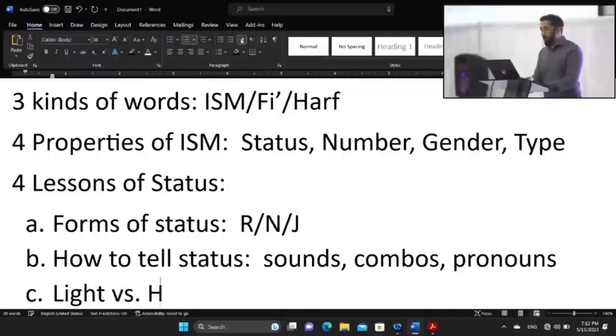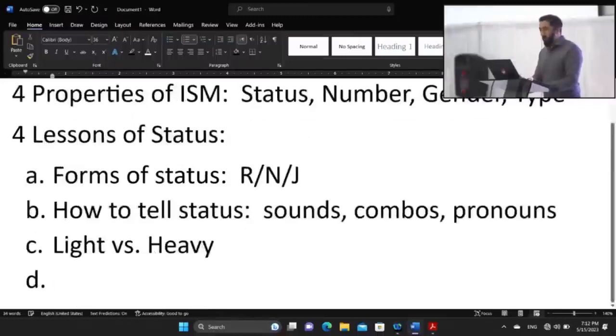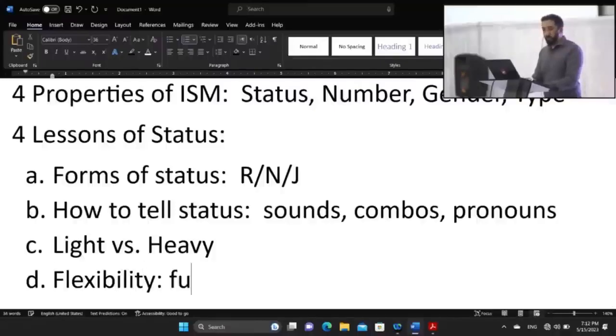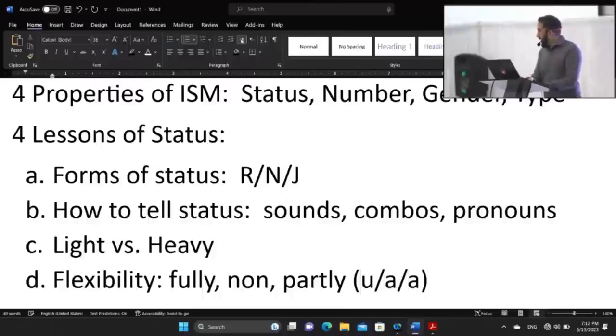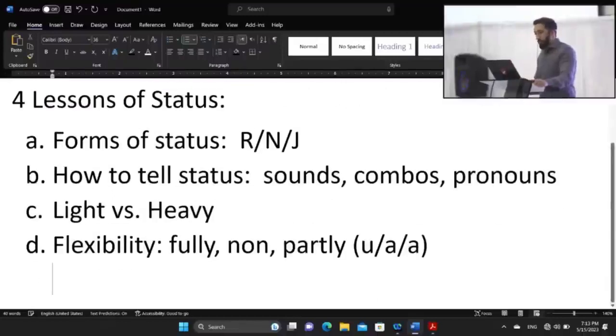Light versus? We covered that already. How many reasons are there in Arabic for a word to be light? We don't know them, but we know there are 4. Okay? And last one, flexibility, which is how many flexibilities? Fully, non, and the complicated, partly, which is the one I care about. This is a summary with some things missing, but this is an overall summary of everything we took 2 days to do and how to apply. This is where we are right now, which means status is complete. Okay?